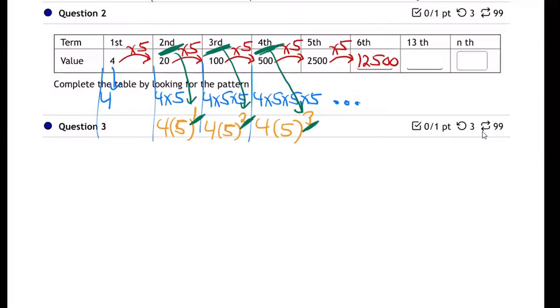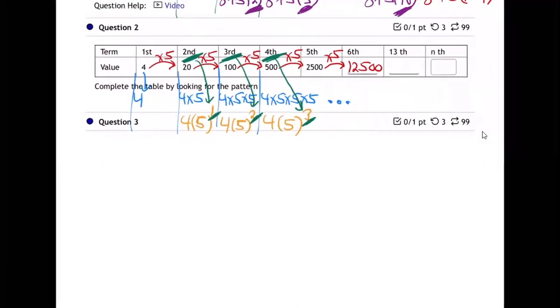So what's it going to be for 13 over here? It's going to be 4 times 5 to the 12th power, isn't it? See how it's 1 lower? See how the power, again, is always 1 lower than the term number.